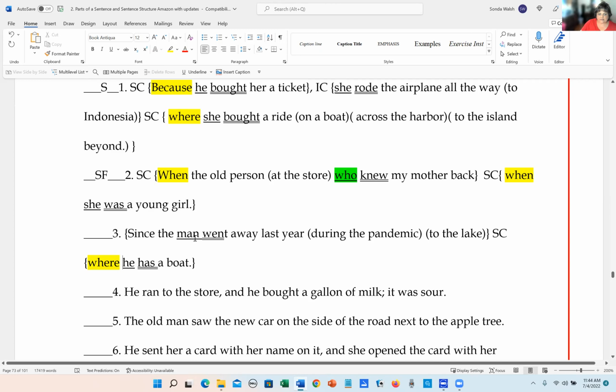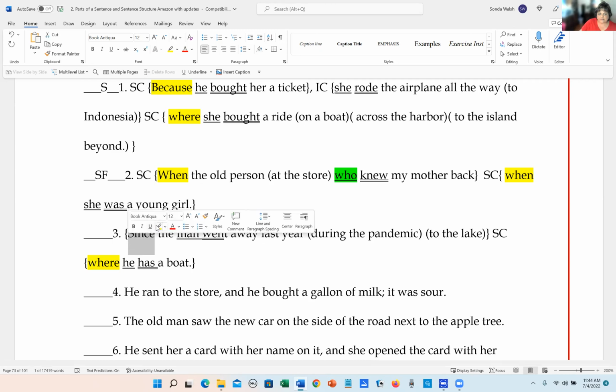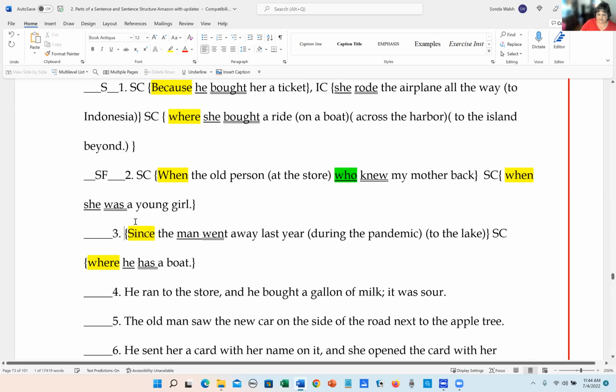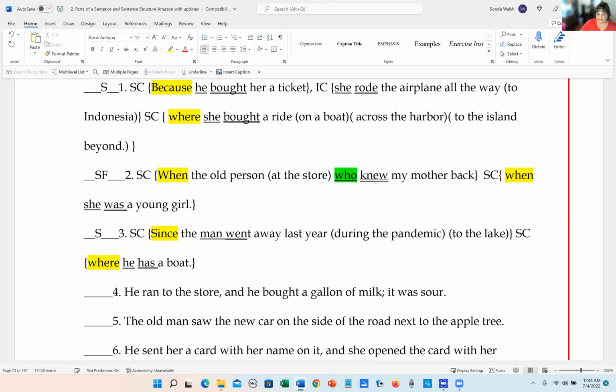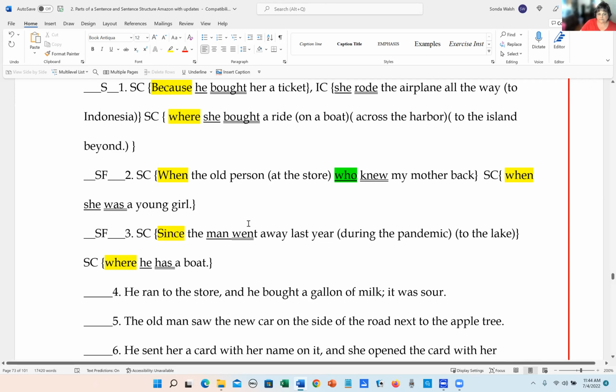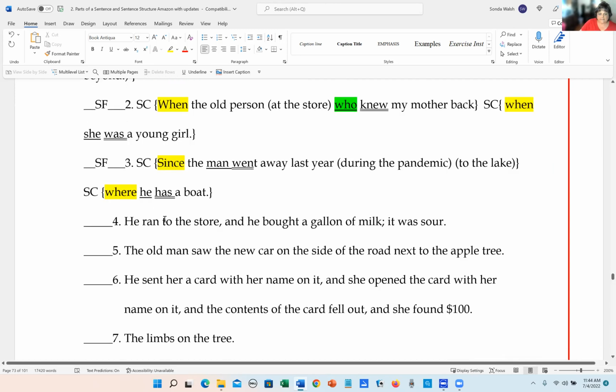Now I have to figure out the next one. So I go to my subject, I go to the left, I look for subordinating conjunction or relative pronoun. The word since is a subordinating conjunction. So this is a subordinate clause. So I have 2 subordinate clauses, therefore I have a sentence fragment. Okay, let's do the next one.